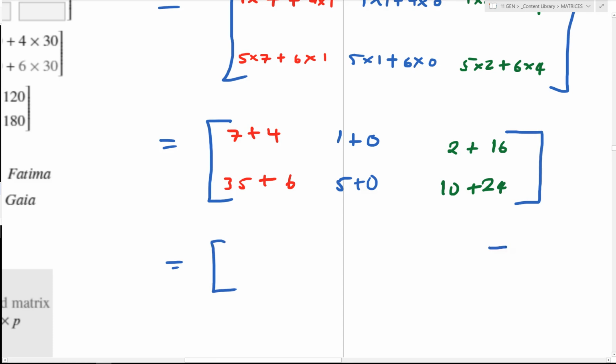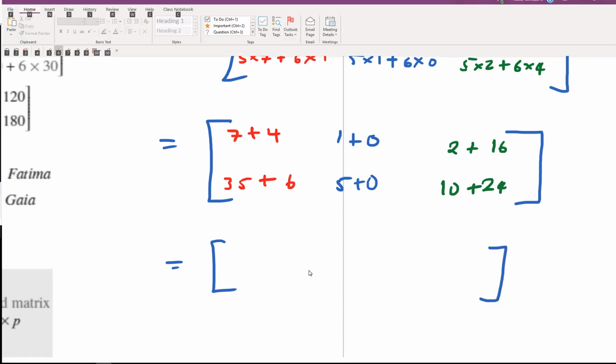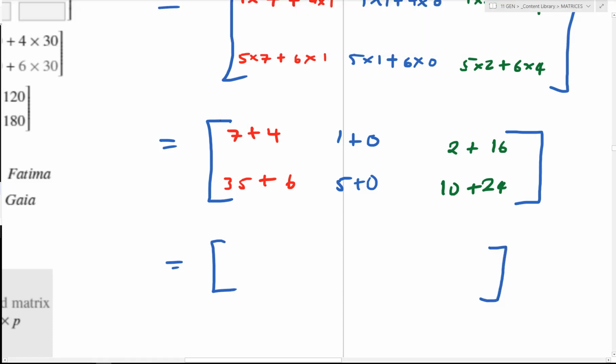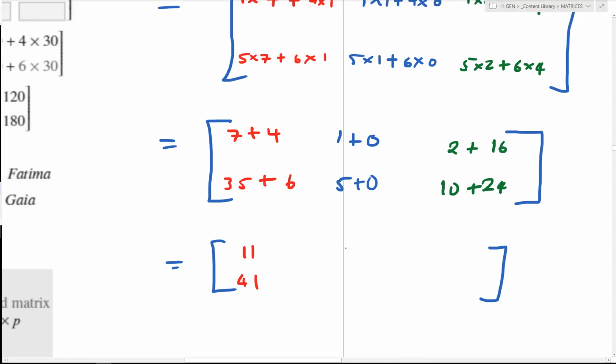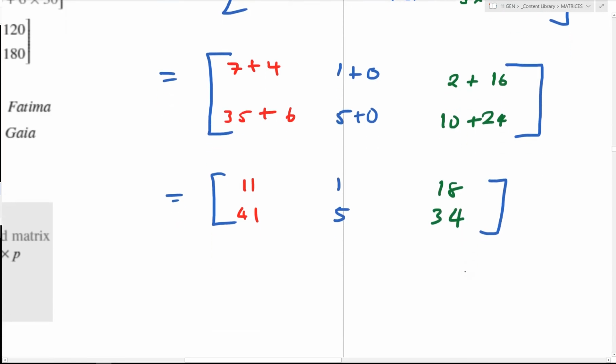It does seem a bit tedious, but once you get used to it, it's not that bad. Okay, so 7 plus 4 is 11. 35 and 6 make 41. And then you've got 1 and 0 is 1, 5 and 0 is 5. And then the last number, 2 and 16 make 18. 10 and 24 make 34. And there is your matrix.